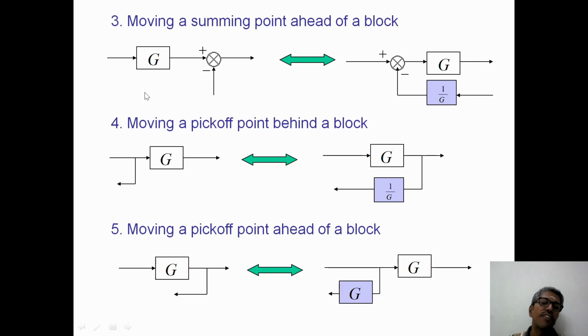That will be the reverse case. If you are moving a pickup point behind the block, you are adding 1 by G. Similarly, if you are moving a pickup point ahead of the block, you are adding an extra G.